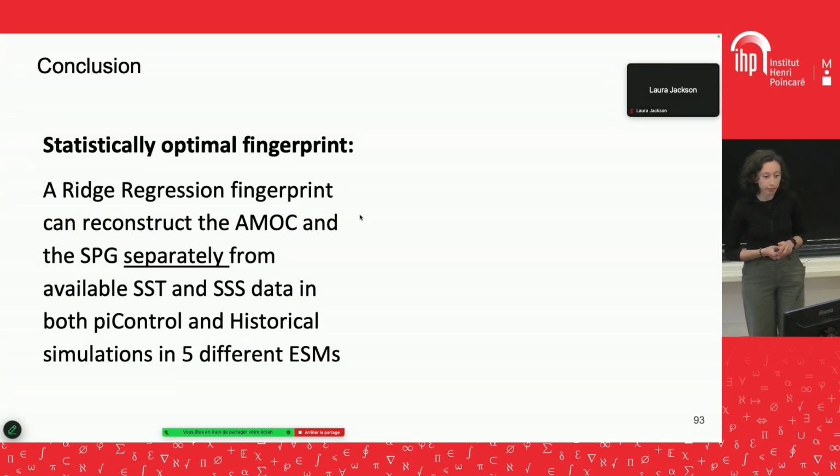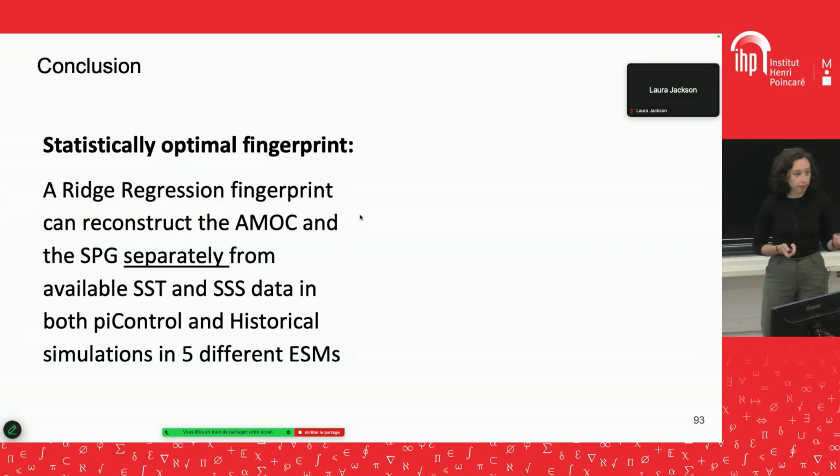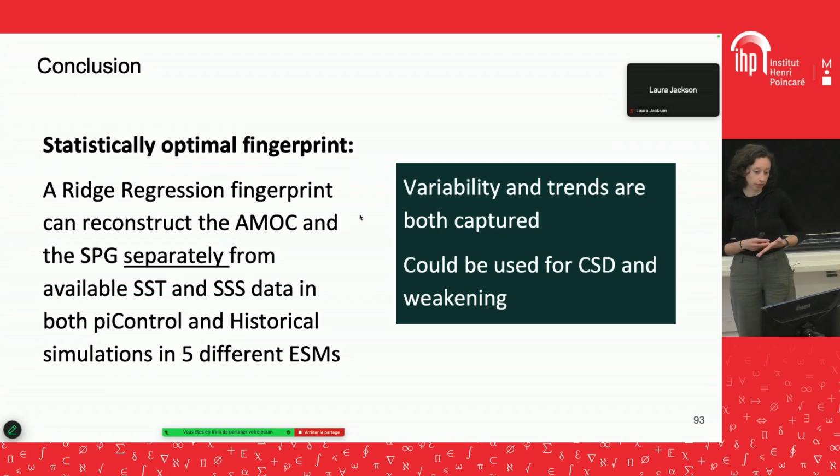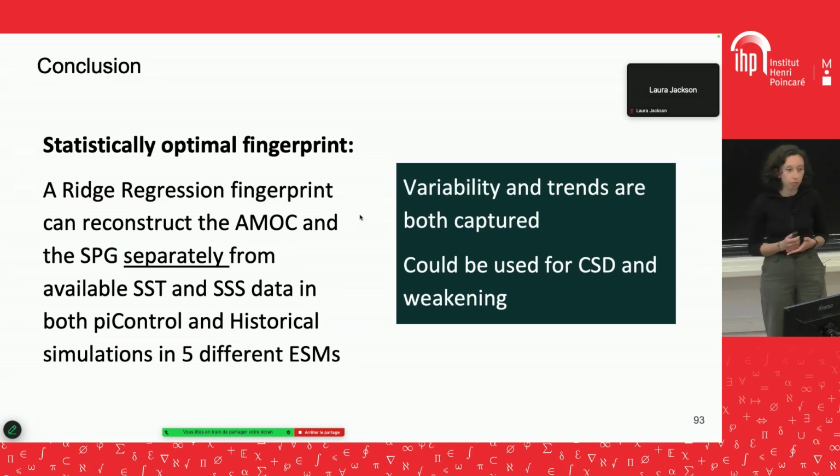So in conclusion, I have two separate fingerprints for the AMOC and the SPG motivated statistically from ridge regression, and variability and trends are both captured, so they could be used for critical slowing down and weakening.